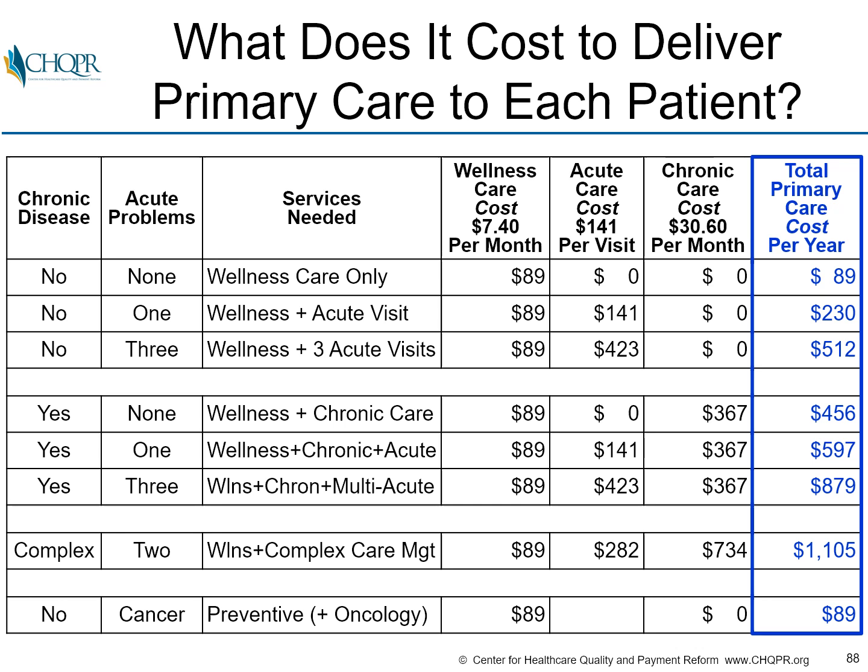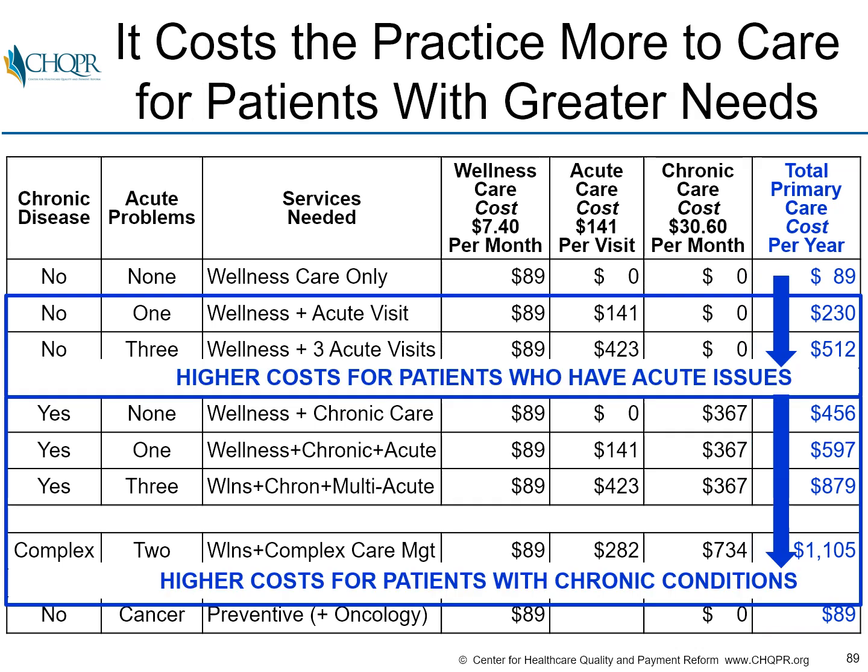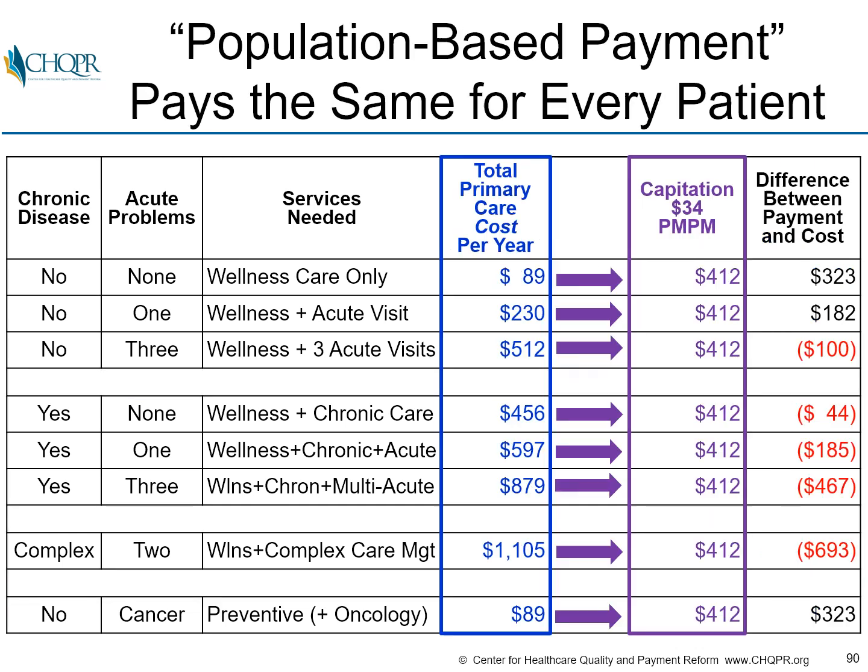The patient with cancer may be getting very expensive cancer treatment, and the oncology practice will be spending a lot of time with the patient. But the primary care practice will not be delivering many services to the patient, so the cost of the primary care practice's services will be relatively low. These cost differences all make sense. It will cost more to deliver primary care to patients who have more acute issues, and it will cost more to deliver good primary care to patients who have chronic conditions.